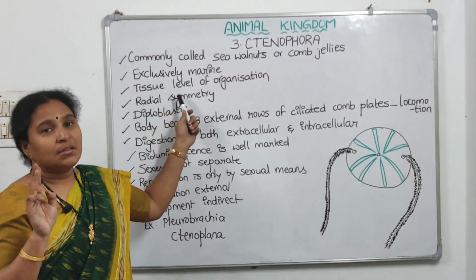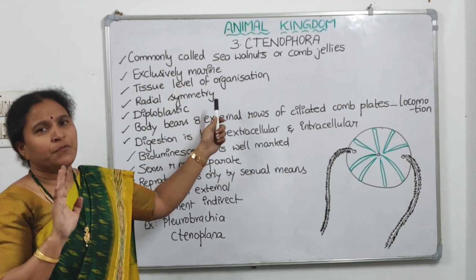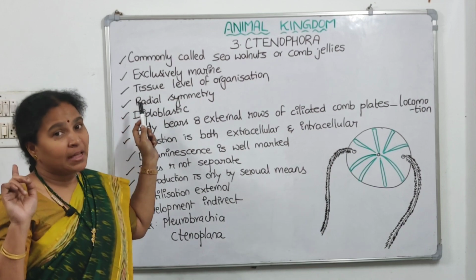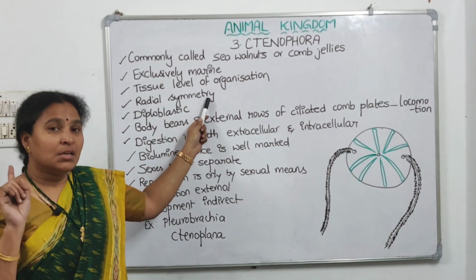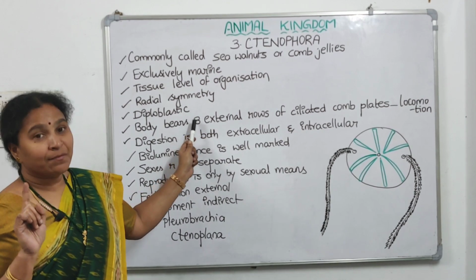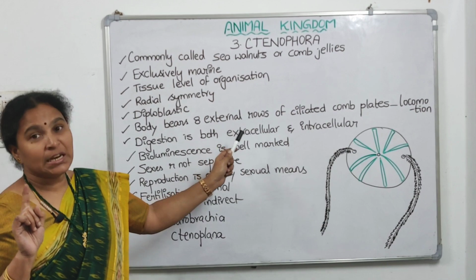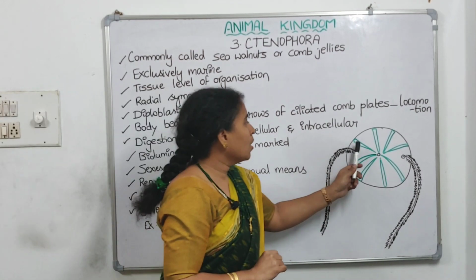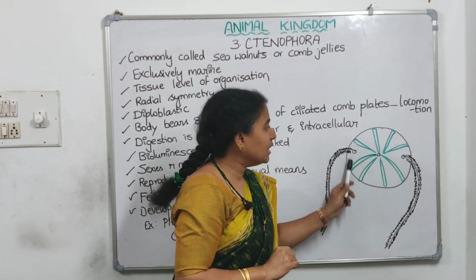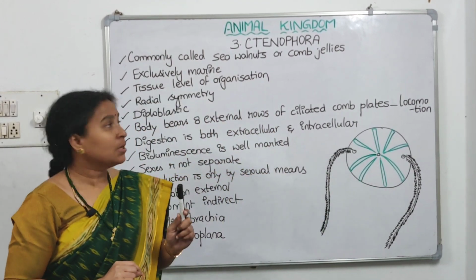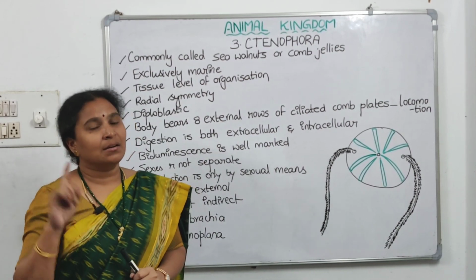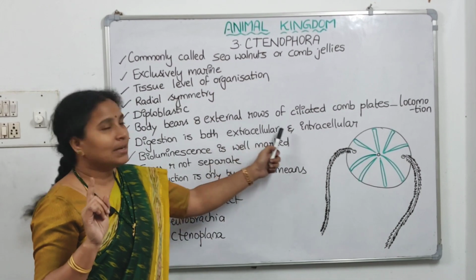Coelenterates and ctenophores have most of the features in common, so we can say tissue level of organization there also, here also. Symmetry, there also radial symmetry, here also radial symmetry. Coelenterates are diploblastic, these are also diploblastic. Ctenophores have 8 external rows of ciliated comb plates which are used for locomotion. 1, 2, 3, 4, 5, 6, 7, 8. Digestion in ctenophora is external and internal, as in coelenterata.